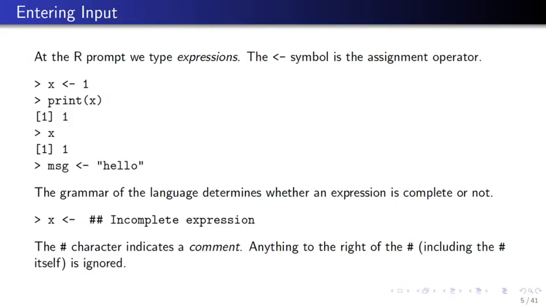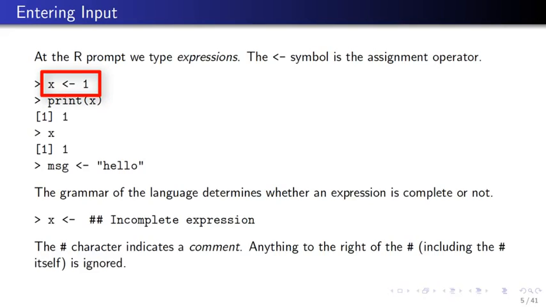So for example, the symbol which looks like a left-hand arrow and is actually the less than symbol followed by a hyphen, this is what's called the assignment operator. The assignment operator is what assigns a value to a symbol. So for example, in this first expression here, the symbol that I'm creating is called x, and the value that I'm assigning it is 1. And I use the assignment operator to create that.